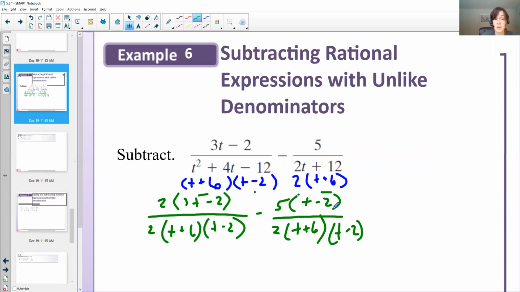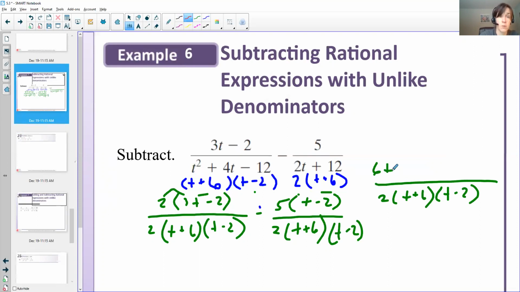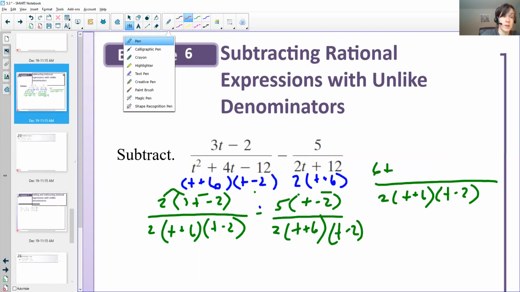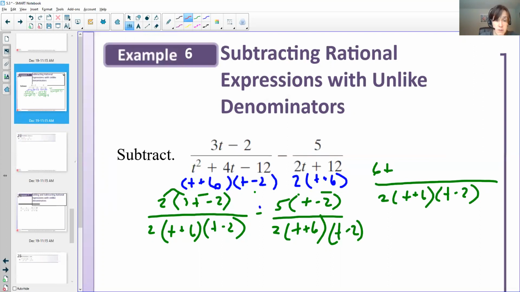All right, so now be aware of this minus sign. Let's do the first numerator. We're going to combine them together in one fraction: 2 times t plus 6, t minus 2. Let's distribute here. 2 times 3t is 6t. Negative 2 times 2 is minus 4. And then 5 times t is 5t, but it's a minus, so minus 5t. 5 times negative 2 is negative 10, but it's a minus, so plus 10.